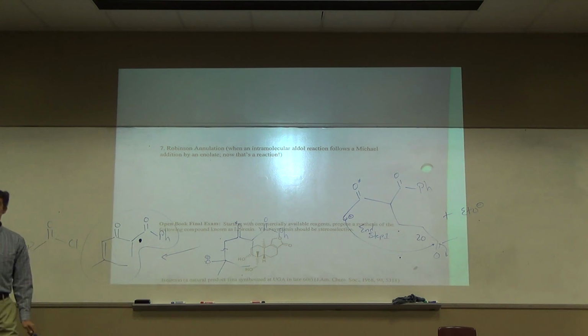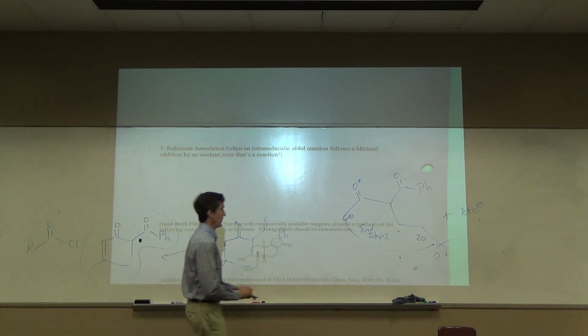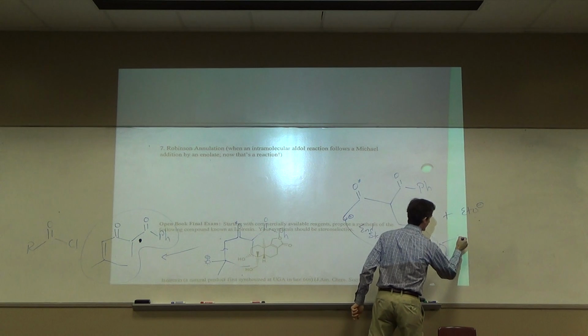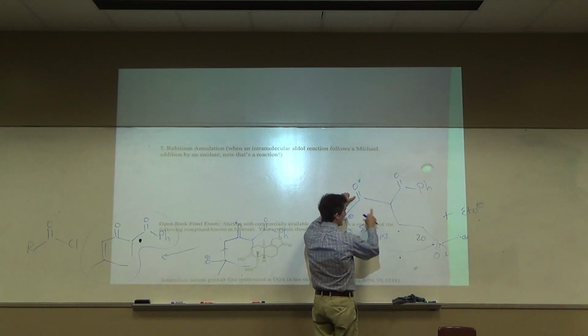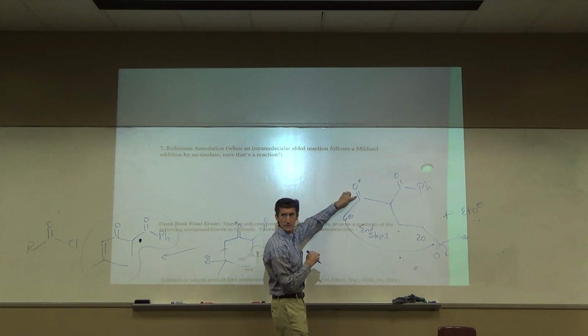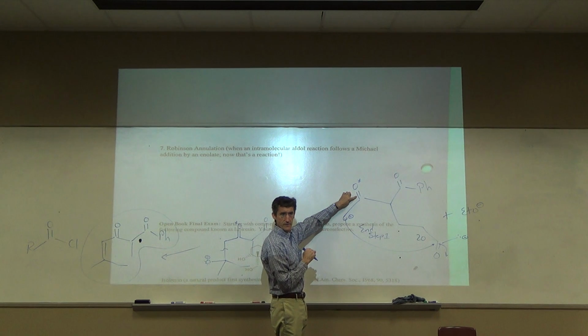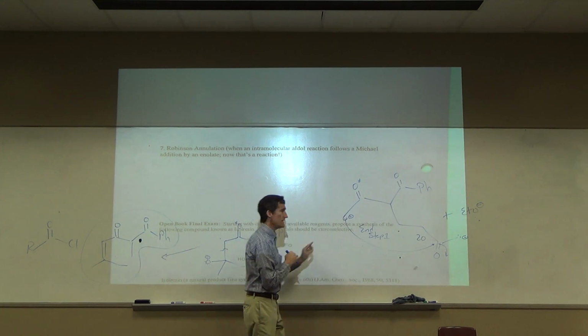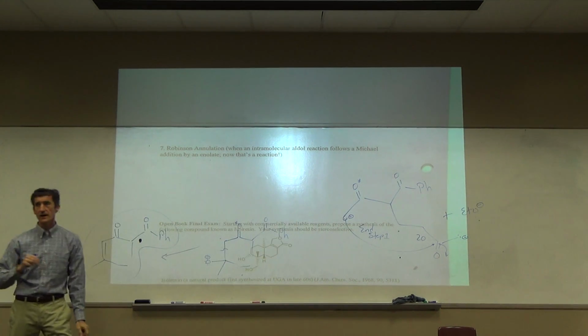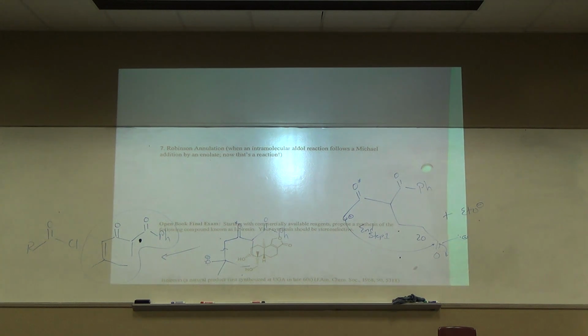And that pretty much takes us to the end of the material there. Okay? Again, you can look through that mechanism. It's just a Michael followed by an aldol. There's some questions you could ask. For example, why not have this attack over here? And if it did, I think the product would be different. I'm not saying that the product I've shown is the only product. I'm just showing you it is a possible product, and that would be an example of a Robinson annulation.